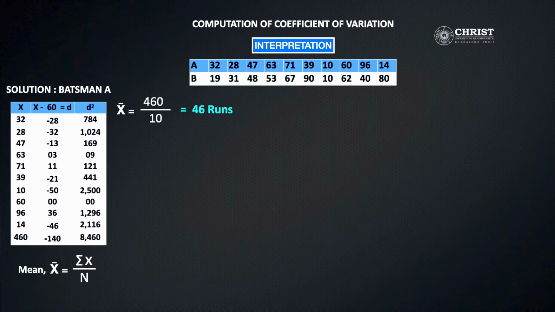So 460 divided by 10 is equal to 46 runs. Now for standard deviation, the actual mean is not in fractions, so we can use the 46 and take the deviations. Taking the total of the d squared values, we get 8460. So the deviation total is 8460.